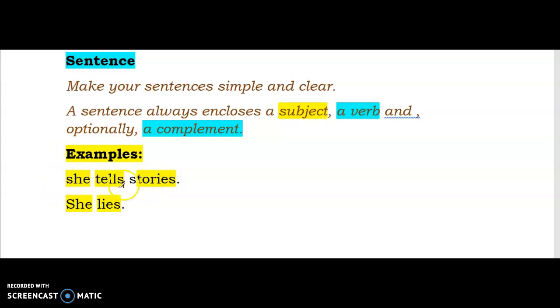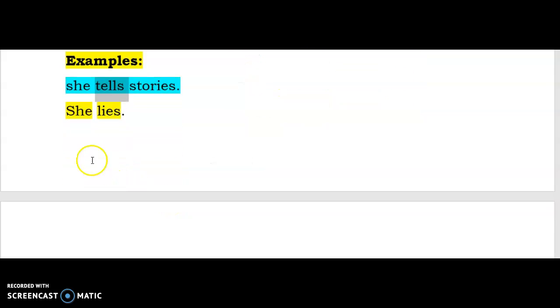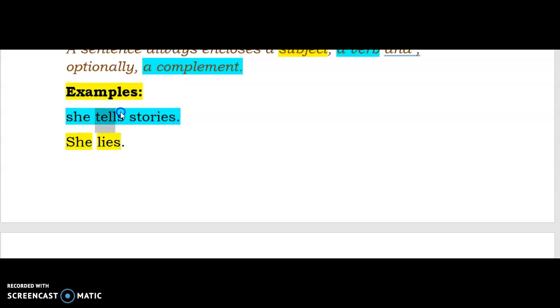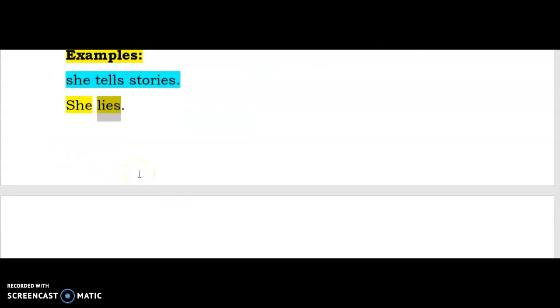She tells stories. In this case, she is your subject, and then tells is your verb, and stories is your object. It finishes here. Some verbs are transitive, like this one. It needs an object, and some are intransitive. They stop without making a transition towards an object, like I sleep, I go, I come. All of these are intransitive verbs.